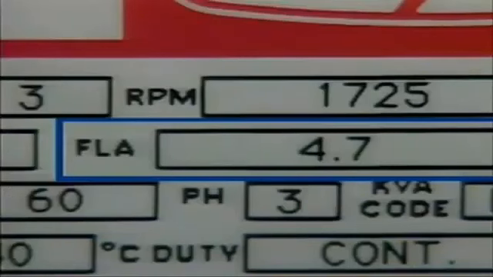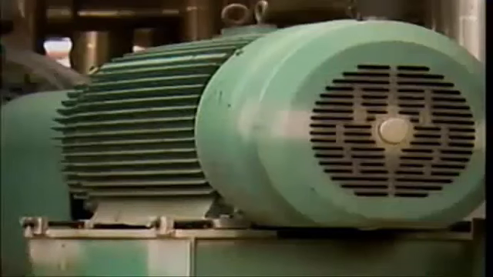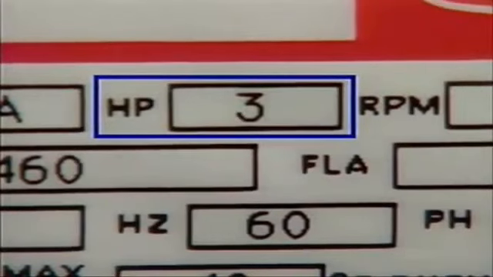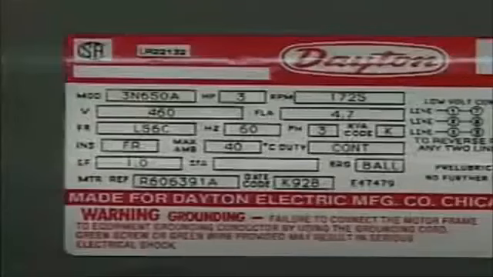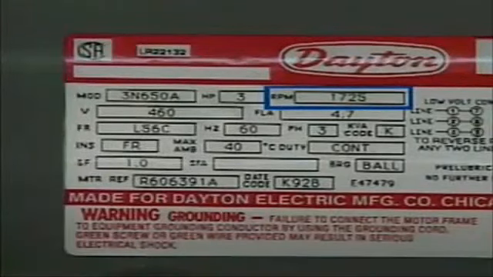The current rating is the amount of current the motor can draw during normal operation without being damaged. The amount of current a motor actually draws usually varies over a range. The amount of current drawn at any one time depends on the load on the motor. In other words, how hard the motor is working. Horsepower is a rating of how much mechanical power the motor can be expected to produce. The operating speed rating refers to how fast the rotor is designed to rotate during normal operation.